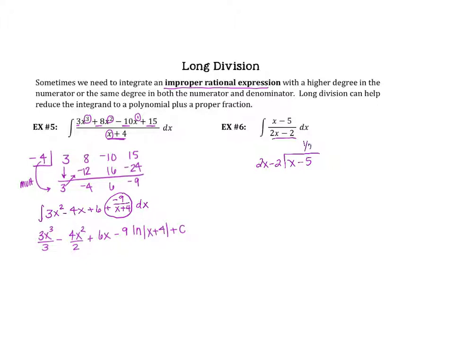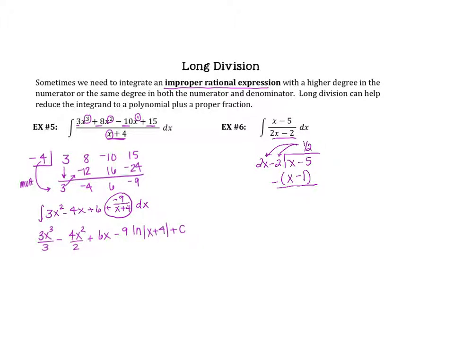Well, I multiply it by a half. And so that's going to be x here. If I multiply that down, that's going to be x. And if I multiply that here, it's going to be a 1. But just like any other long division, you've got to come back and subtract.